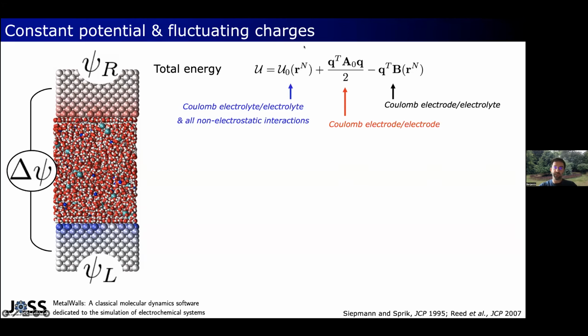So the total energy can be written like this. You have a first term that contains all non-electrostatic interactions and the electrolyte-electrolyte interactions. Then a term which is quadratic in the charges, which contains all the electrostatic interactions. So Q here is a vector which contains all the individual charges of electrode atoms, and A0 is a matrix that depends only on the position of the electrode atoms and the Gaussian widths of the charge distribution around each atom. And you have a last term which captures the Coulomb interactions between the electrode and the electrolyte. So it depends on the configuration of the electrolyte.